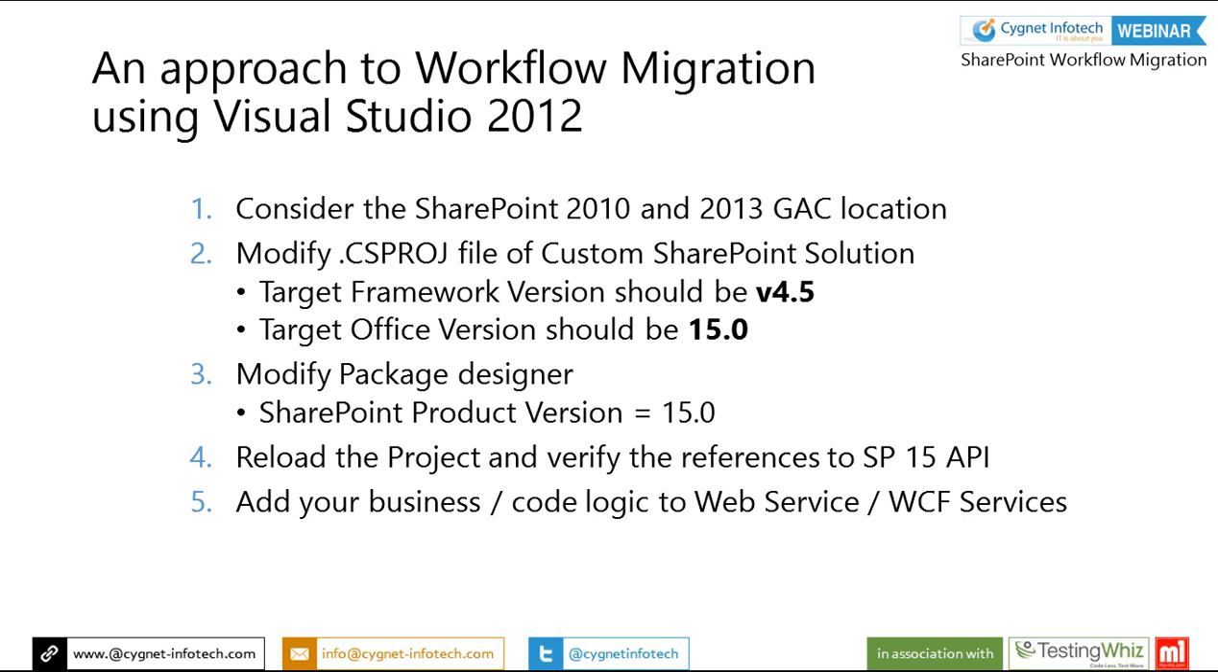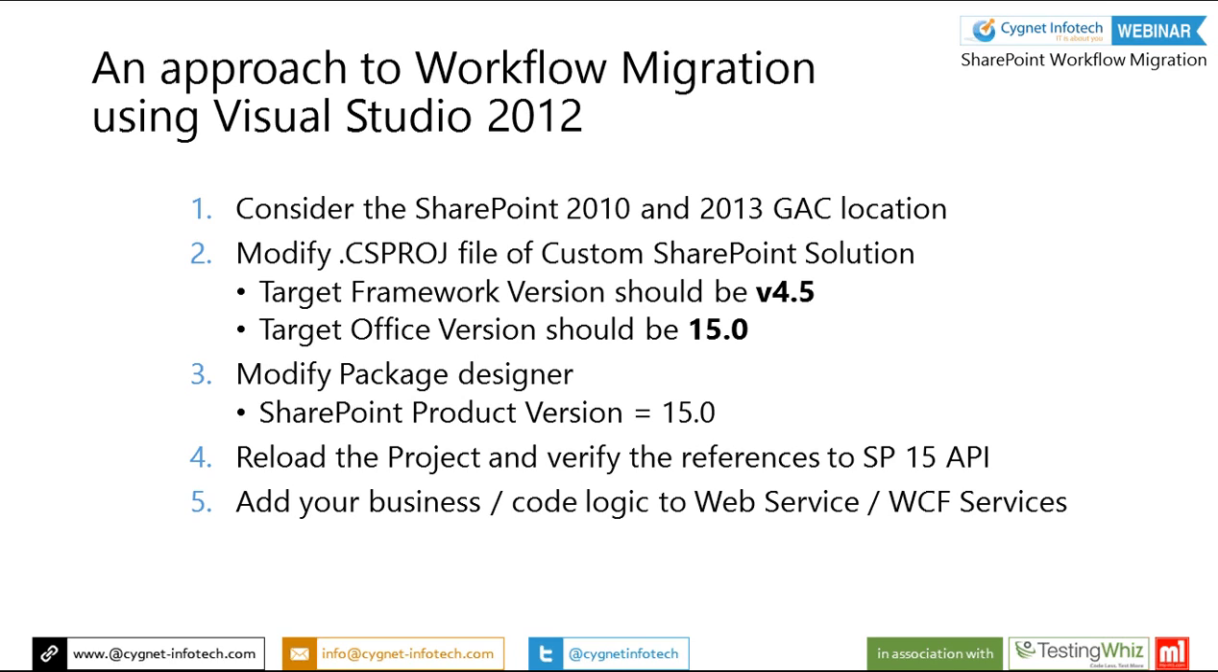So again, we'll start with step 1. You need to consider the SharePoint 2010 and SharePoint 2013 GAC locations. Why? Because SharePoint 2010 is built on the .NET Framework 3.5, and SharePoint 2013 is built on the .NET Framework 4.5. As .NET Framework 4.5 has its GAC hosted in a different location of your file system, whenever you deploy your application it should consider the 2013 GAC location. That means it should consider the .NET Framework 4.5 GAC location instead of .NET Framework 3.5.